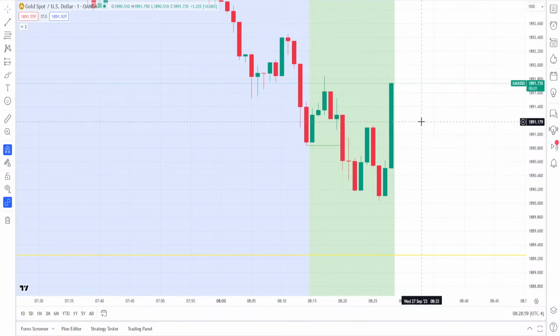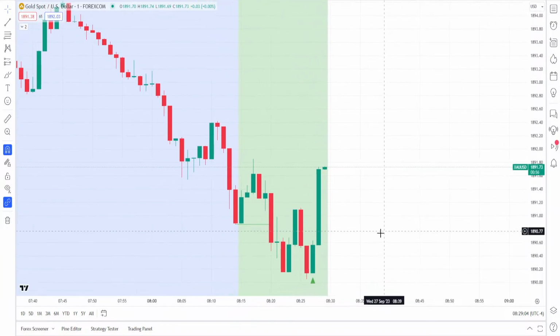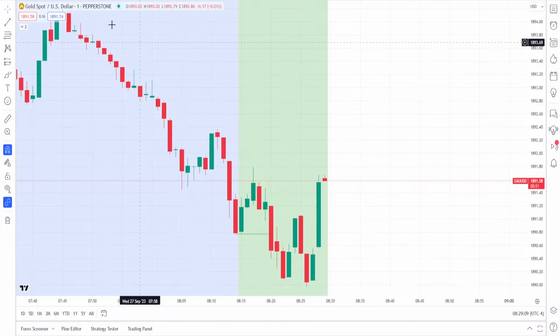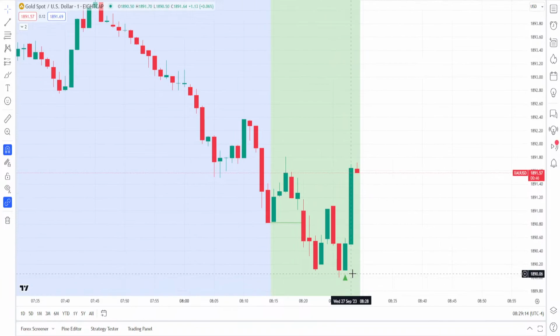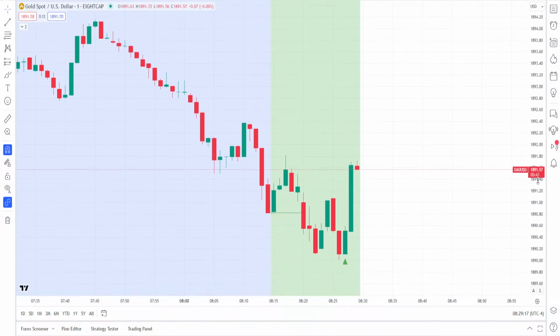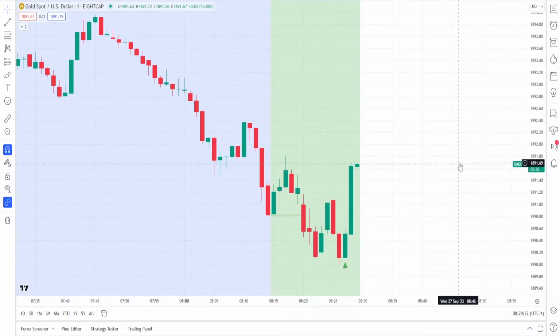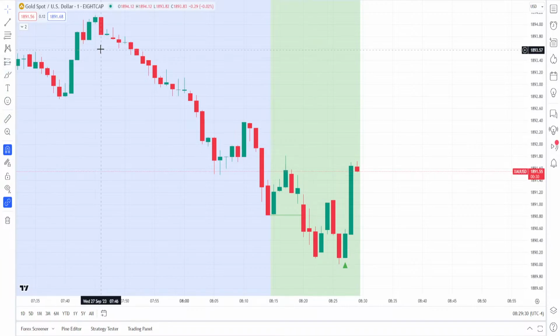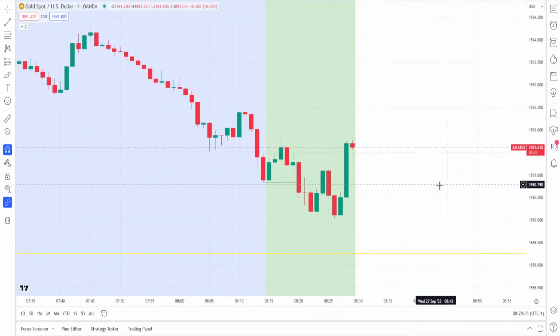If so, we'll just keep waiting, but let's see on the other platforms. As you can see on forex.com, it also engulfed. Pepperstone, it did not. 8cap, it did. As you can see, there's an arrow right there. Now, we'll just wait and see what happens, but we're looking at Oanda. I'll be right back again, and we'll see.